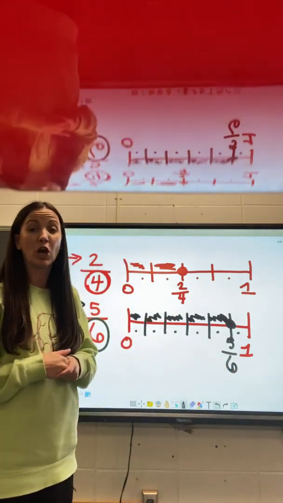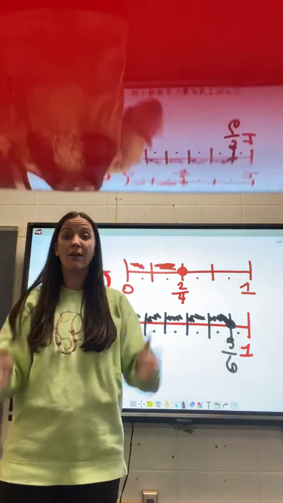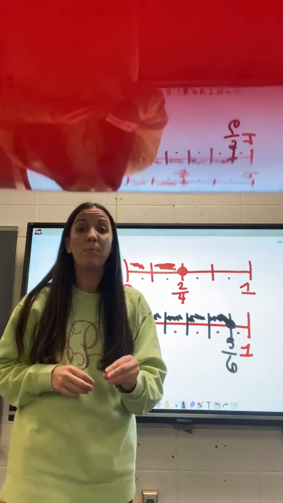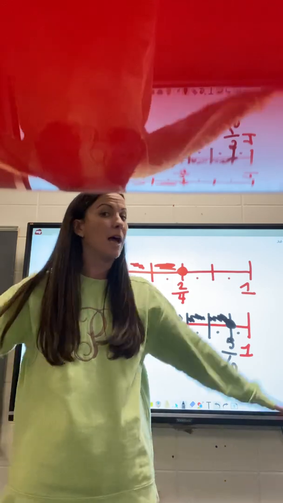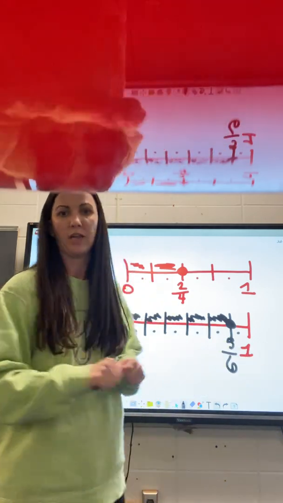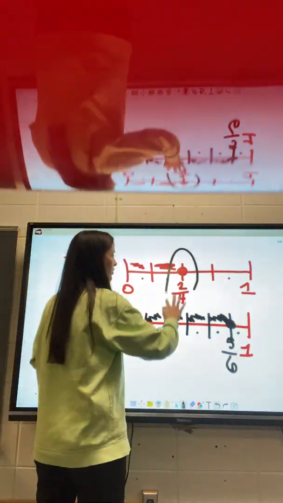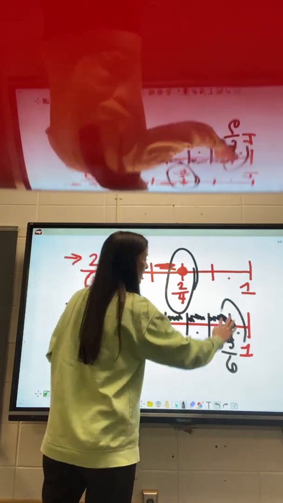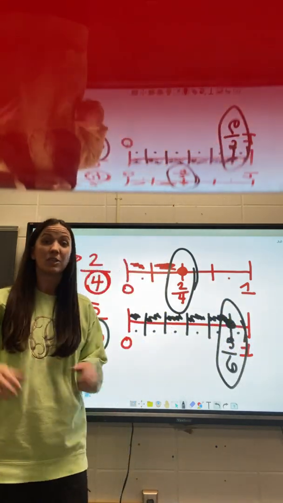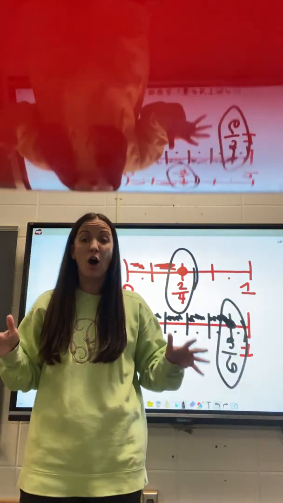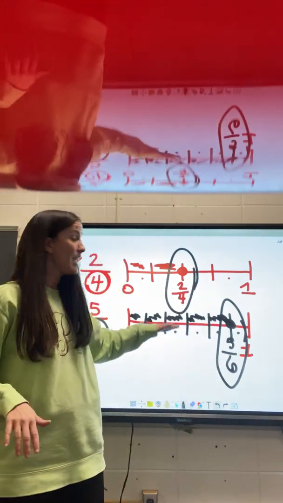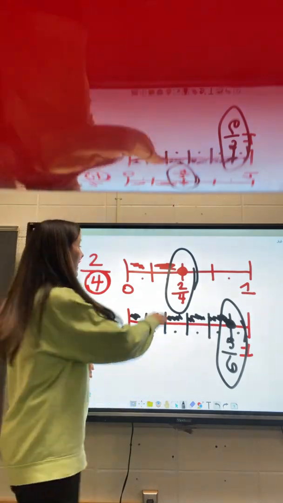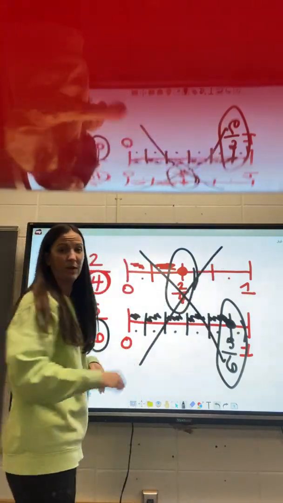All right, guys, let's circle them. Let's see, are these equivalent? They will be equivalent if they line up. If they don't line up, they are not equivalent, okay? So there's 2/4. There's 5/6. Are these equivalent? Are they the same? No, look guys, they didn't line up together. So these would not be equivalent.